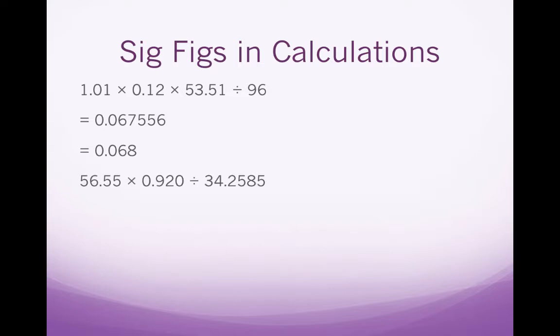56.55 times 0.920 divided by 34.2585. 56.55 has 4 significant figures. 0.920 has 3. That 0 at the end is significant because it's the 0 at the end of a decimal number. The first 0 is not significant because it's a placeholder. It's a 0 at the beginning of a decimal number. And then 34.2585 has 6 significant figures. So our measurement with the least number of significant figures is 3. So our answer should have 3 significant figures. So we'll round this to 3 significant figures and we get 1.52.